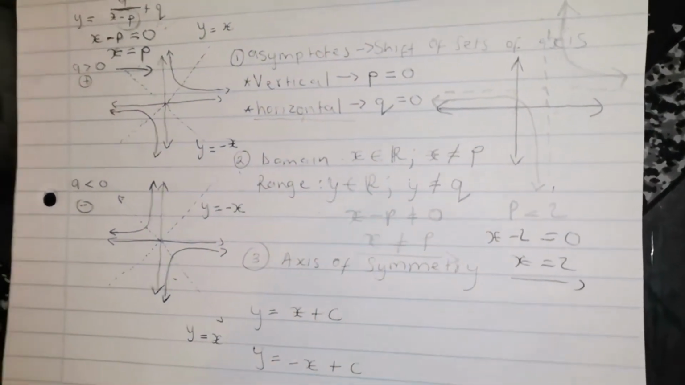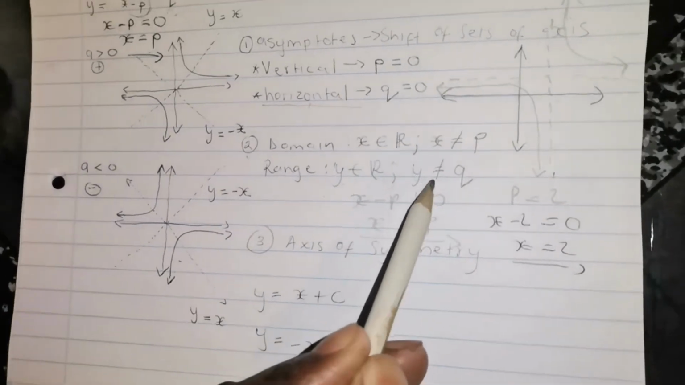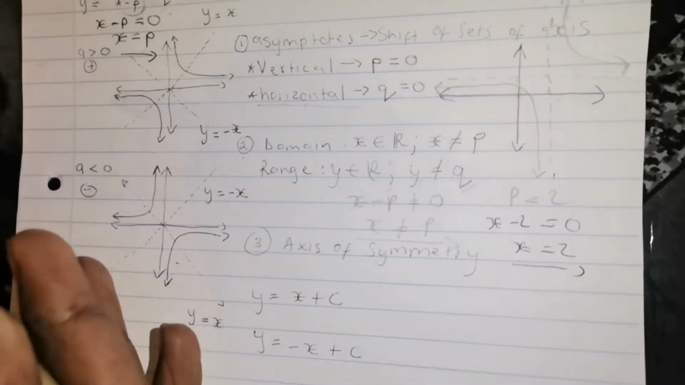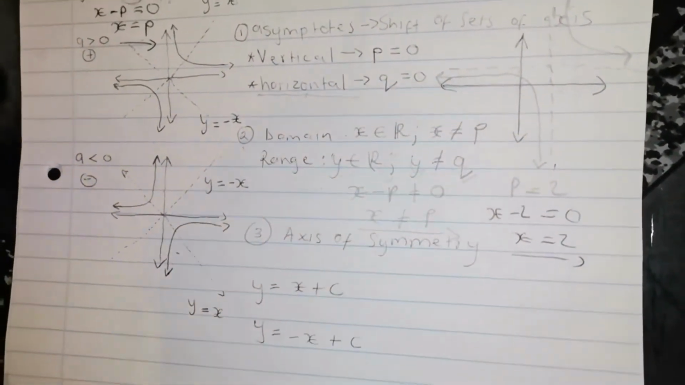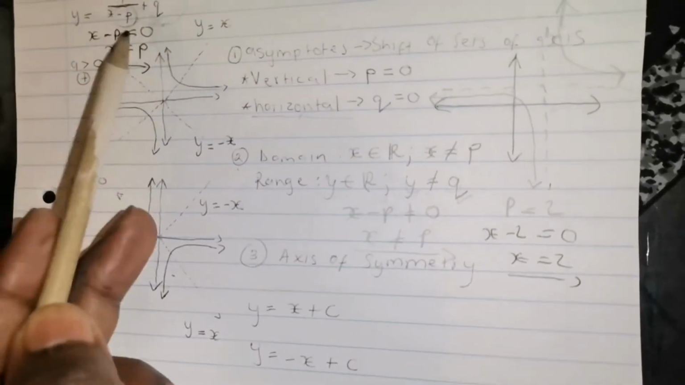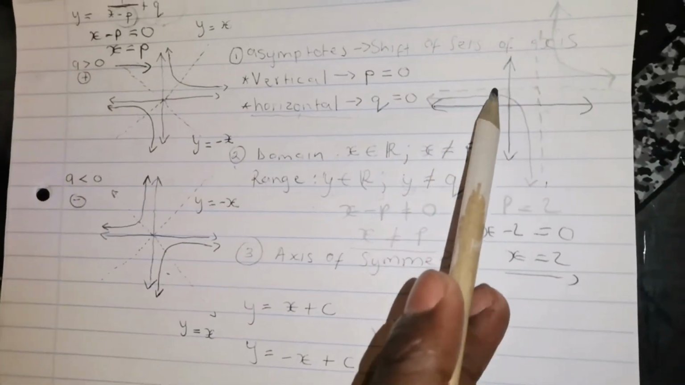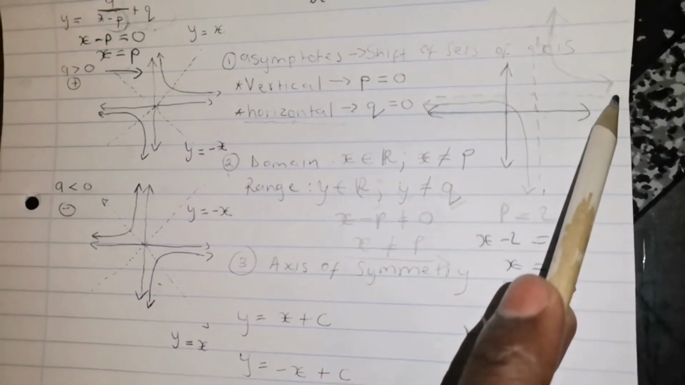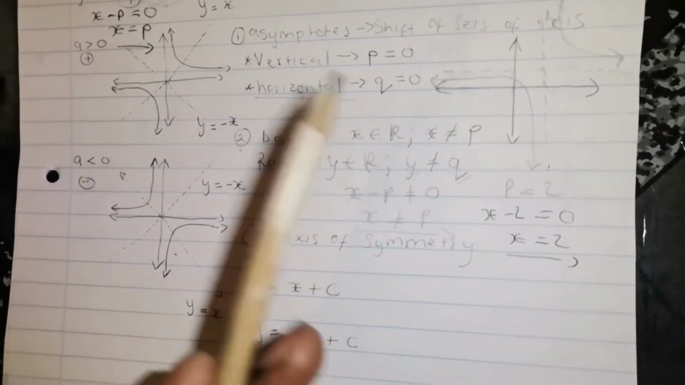Then for our range, y is an element of the real numbers such that y is not equal to q. Our q does not change the sign, it stays the same. If positive it is positive, if negative it is negative, it will never change the sign. So just say y is not equal to the value of q, because our graph will never touch this asymptote line, because the asymptote line is where the y value is infinite.